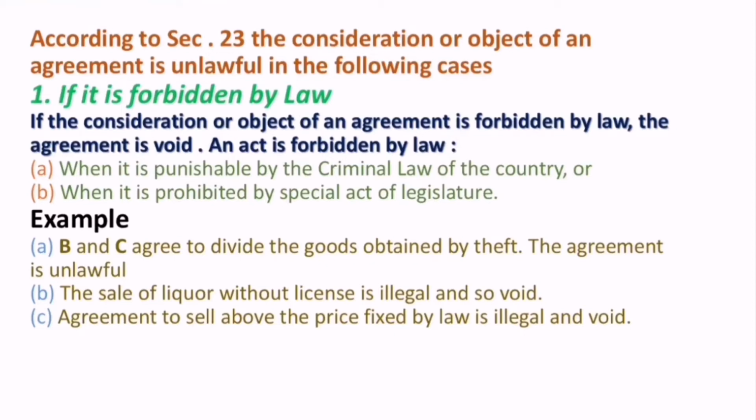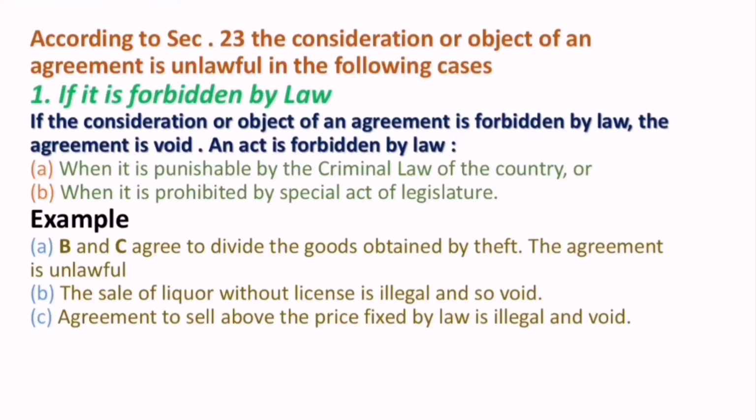An act is forbidden by law, number one, when it is punishable by the criminal law of a country, or when it is prohibited by a special act of legislature. Here is an example: B and C agree to divide the goods obtained by theft. The agreement is unlawful because it is punishable by the criminal law of the country.